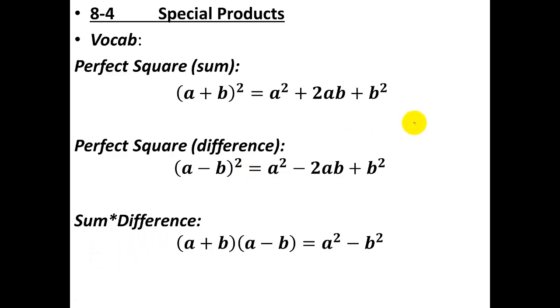Alright, we'll continue on with Chapter 8. This is an extension of multiplying polynomials, which we learned in the last section. And this one is for special products. So these are multiplying polynomials, but only for polynomials that meet a special condition. So there's 3 different ones that we'll look at.